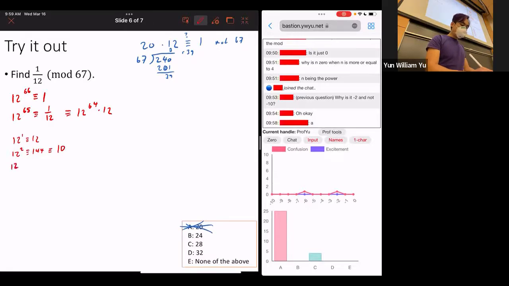Then 12 to the 4th is congruent to 100, which is congruent to, well, 100 minus 67 is 33. Then 12 to the 8th is congruent to, what's 33 squared? I think I have written down 1089. Hopefully that's correct. And when you take this and divide by 67 and find the remainder, you should get 17, and so on. So I wrote down these numbers beforehand, since I don't have a calculator on hand right now.